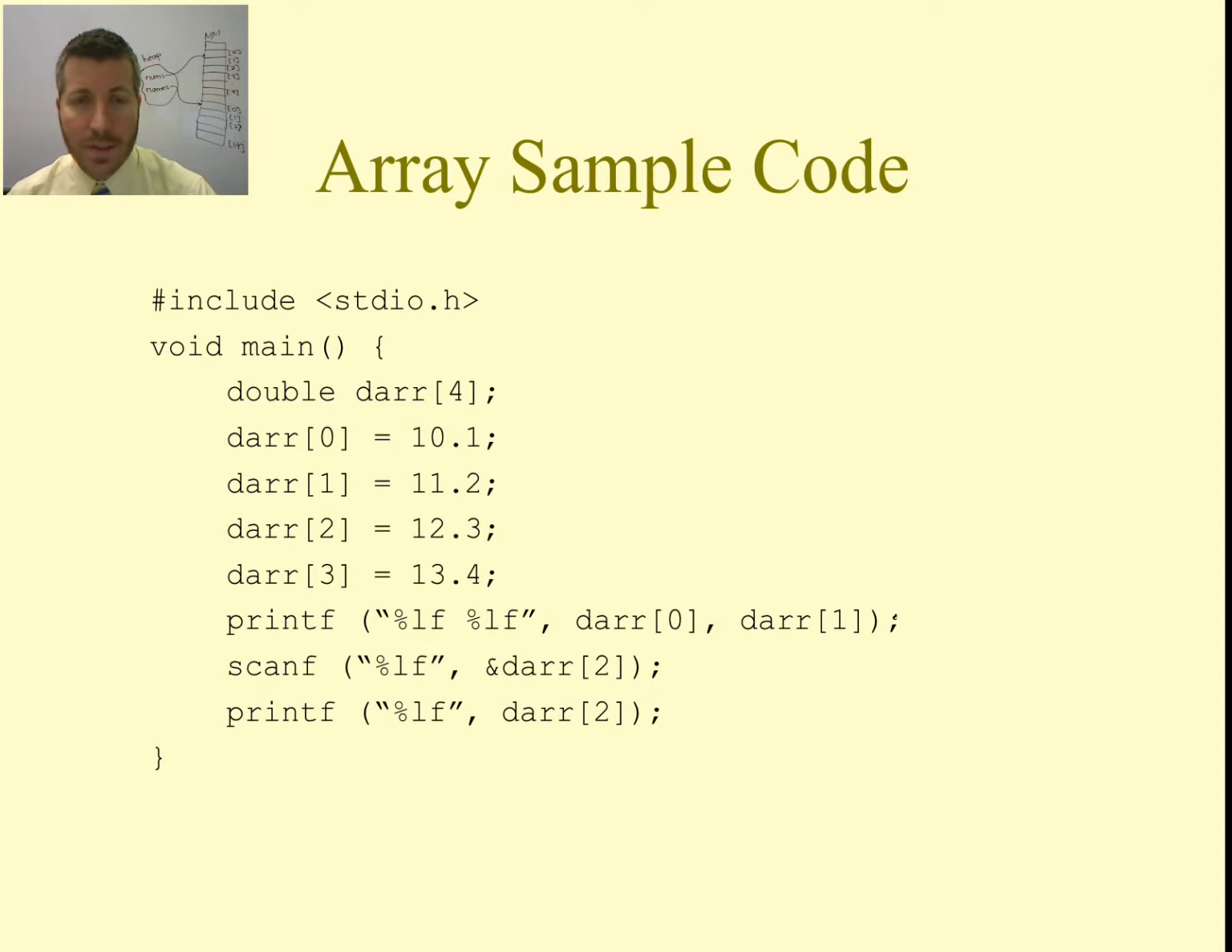Okay, here is some sample code using an array. So there's my main function. You see that I've created a double array called dar, and I said that there are 4 elements in that array. Now I have access to each one of the elements individually, so dar sub 0 equals 10.1. This is just going to set the value of 10.1 inside of that variable. Dar sub 1, it's 11.2, and so on. So you can see how those variables are used just like regular double values.